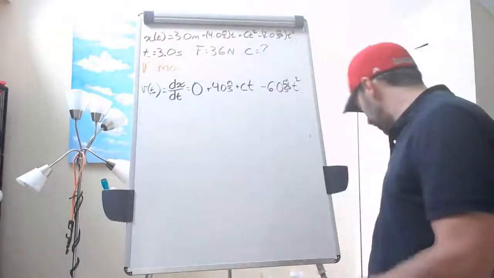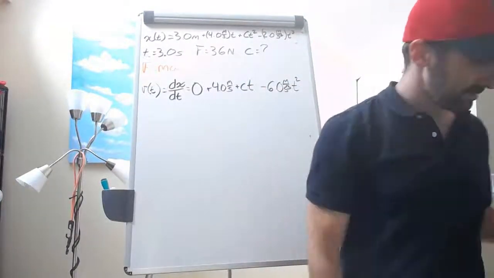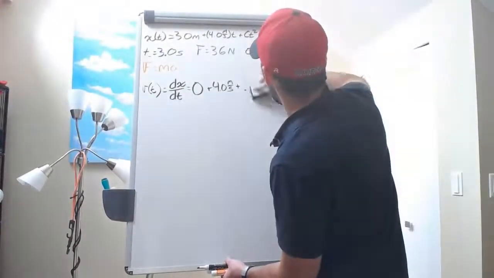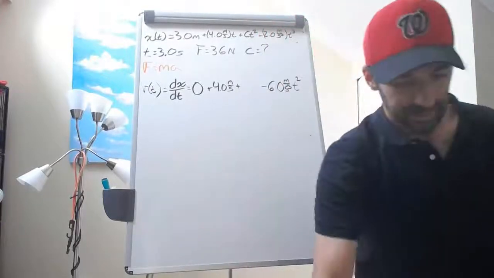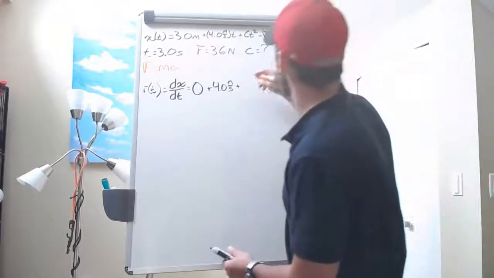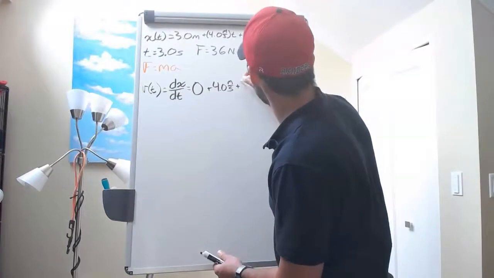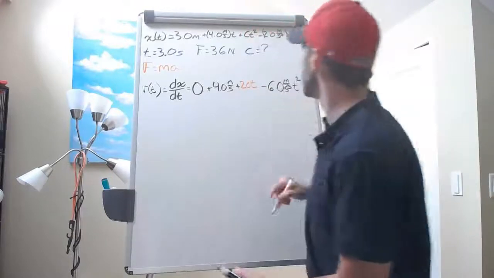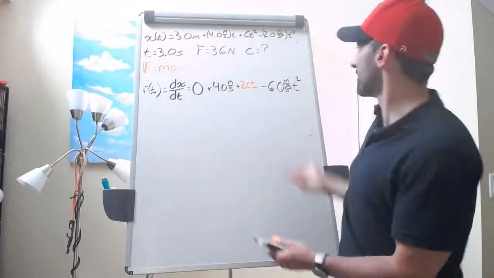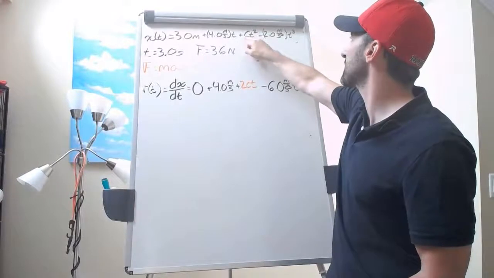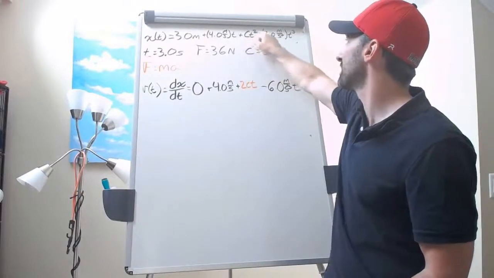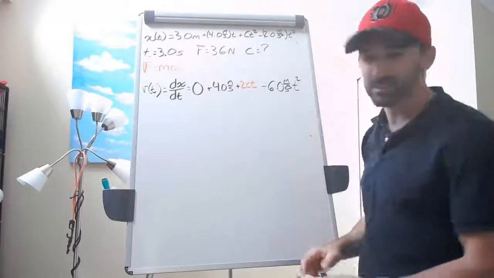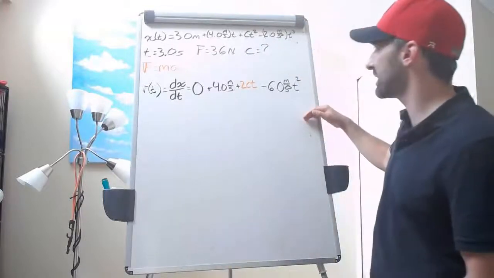Where is my eraser? There's my eraser. Don't fall into that trap. I'll even put it back in my orange color. This should be plus 2ct, because again, it is that exponent times the coefficient. 2 times 1 is 2ct to the n minus 1, so we have 2ct. Now that is my velocity expression.